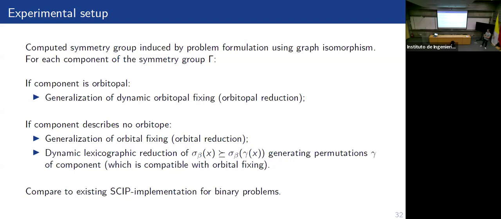So we compute the symmetry group. This gives us back the direct product of various components of the symmetry group. We iterate over each component. If that component turns out to be orbitopal, meaning permutations of the columns, for a certain choice of the matrix, then we use dynamic orbitopal fixing or dynamic orbitopal reduction. And if it doesn't, then we make use of orbital fixing. And on top of that, whichever sigmas are used by this orbitopal fixing, we can handle this constraint in addition to that for a subset of the permutations.